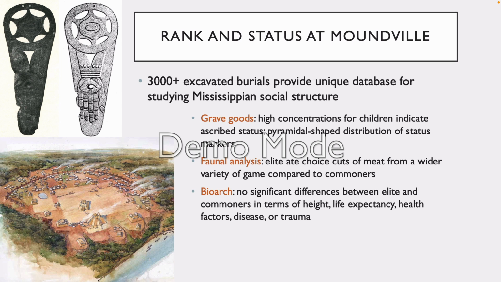When we conduct a faunal analysis at the site, we see that the elite had a wider range of choices of game when it comes to the types of meat that they were able to consume compared to commoner households. But bioarchaeologically, we actually see no significant differences between the elite and commoners in terms of their stature or life expectancy, or even any of the health factors that we're able to determine.